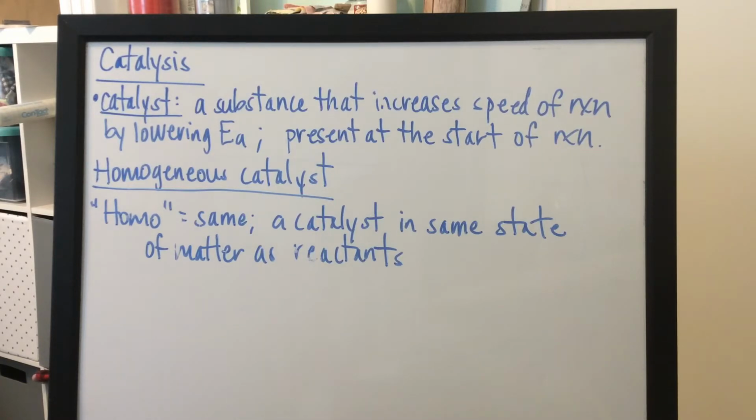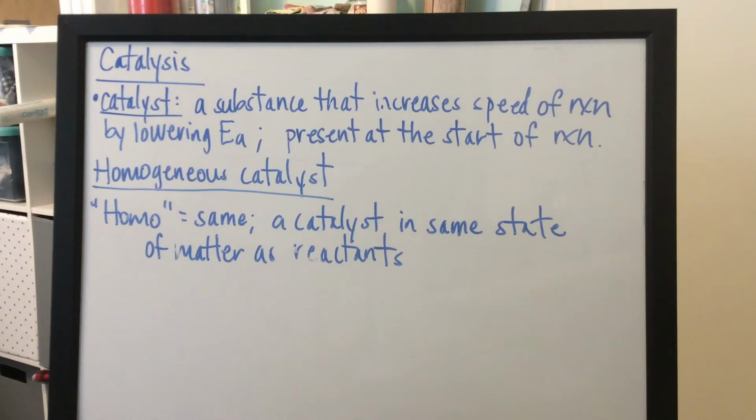discussed. So a catalyst is defined as a substance that increases the speed of a reaction by lowering the activation energy. And an important point to make is that a catalyst is present at the beginning of the reaction. Okay, it's always there when the reaction starts.